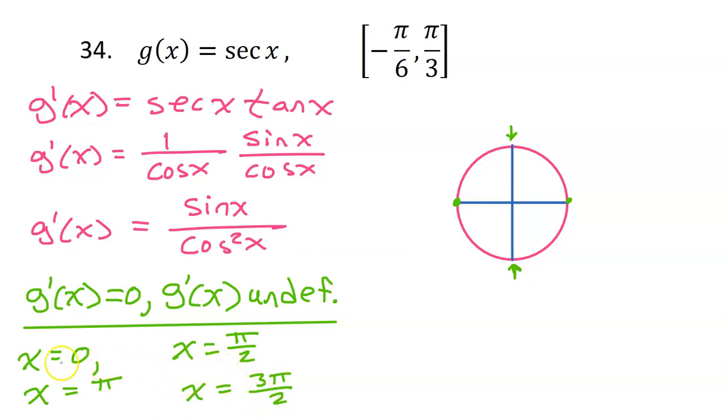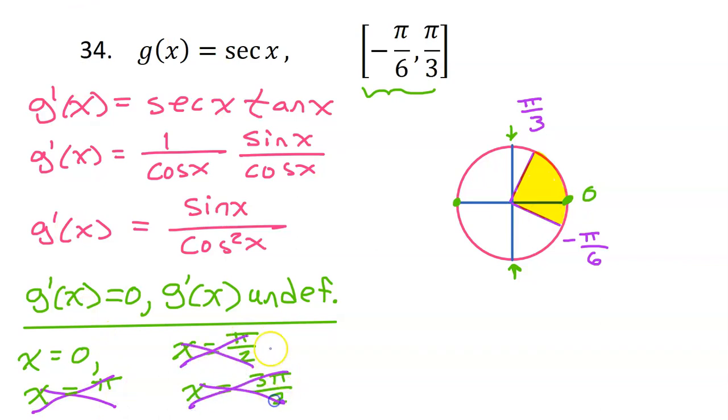But before we go any further, let's check and see which of these values are within the interval between negative pi over 6 and pi over 3. Negative pi over 6 to pi over 3 is actually a pretty small interval. Only one of these critical numbers falls inside the interval, and that is 0. So the rest of these will be ignored. So when we make the candidates test, we will use this one critical number and the endpoints.